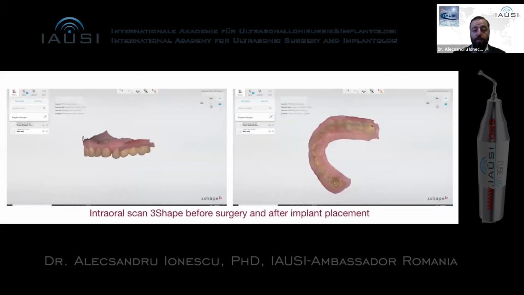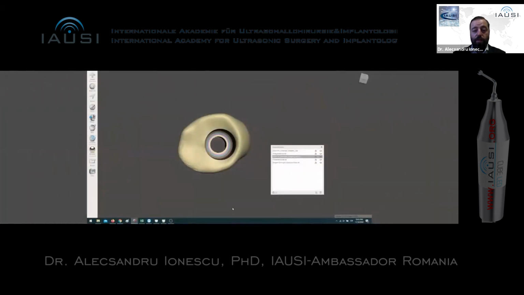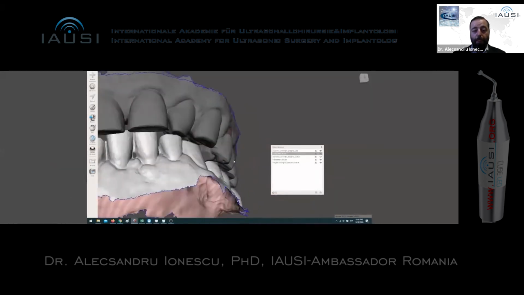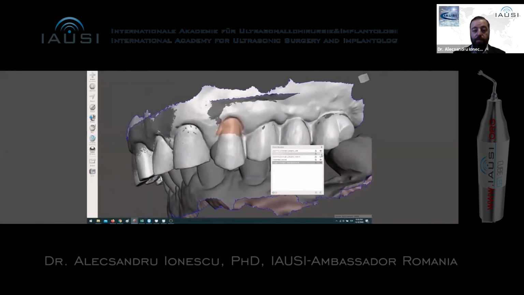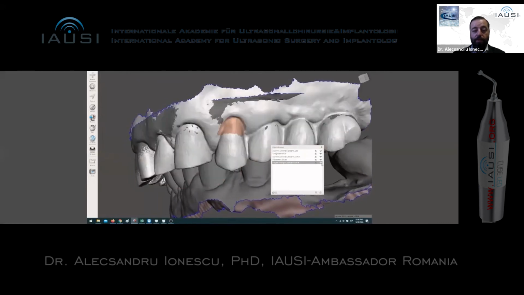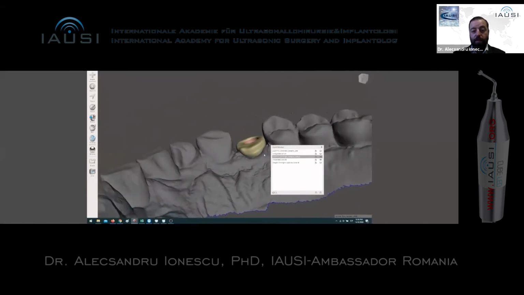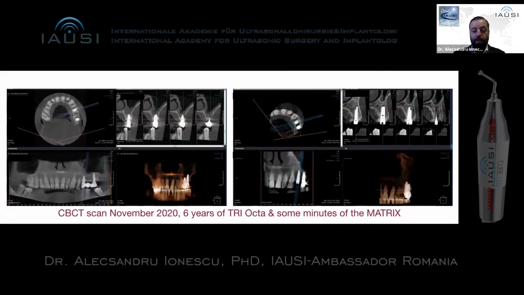We scanned immediately before the surgery and immediately after the surgery, such as we used the design of the natural dentition to generate a customized healing abutment with the exact emergence profile of his natural dentition, which is very nice nowadays to use like this. And this is the CBCT scan with the implant after the insertion.